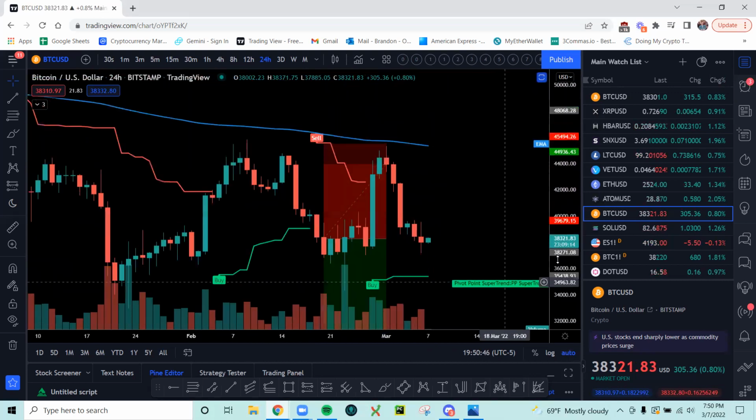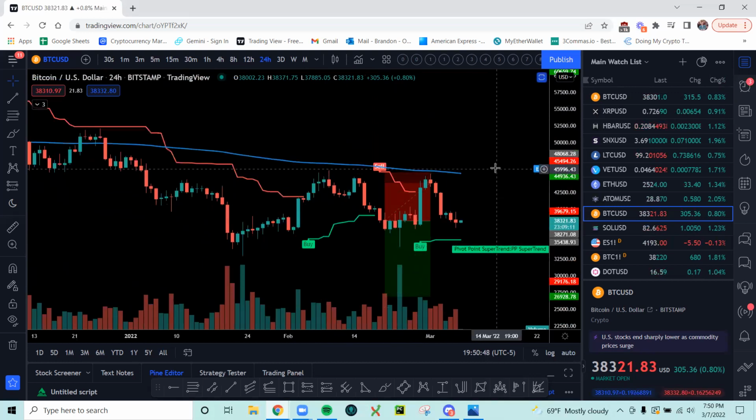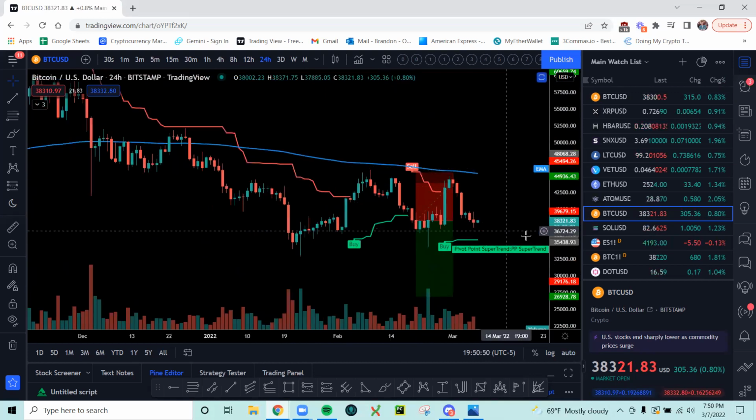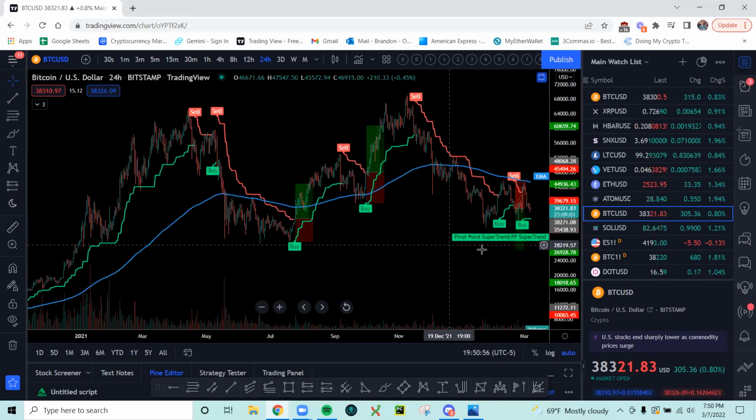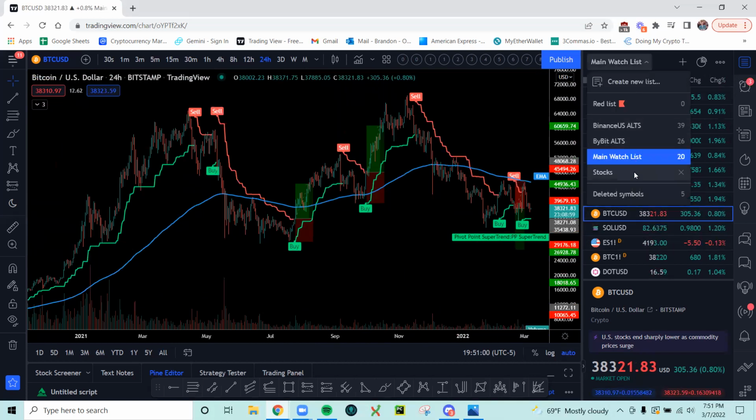And Bitcoin could go up and take out these stops here. So that's just something to keep in mind. However, your winners are extremely large and your losers tend to be extremely low. So let's go to some stocks and I'll show you that.